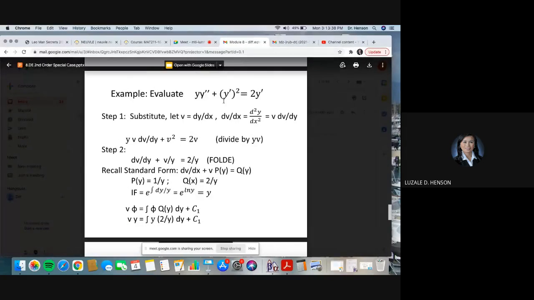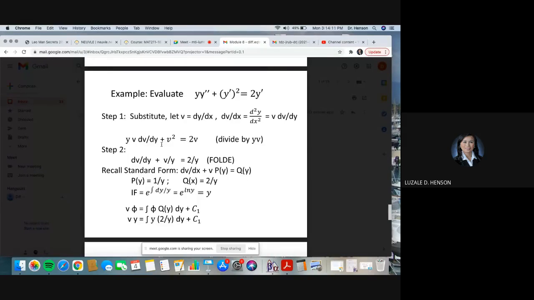y double prime plus y prime squared equals 2y prime, okay? So as you can see, there's no x variable. The x variable is missing. So this is case 3. What you're going to do, all y double prime will be replaced with v dv/dy. Plus, y prime will be replaced with v, so v squared. y prime will be replaced with v, so we have 2v. So this is now in terms of y and v.